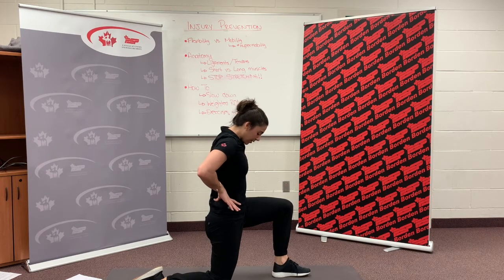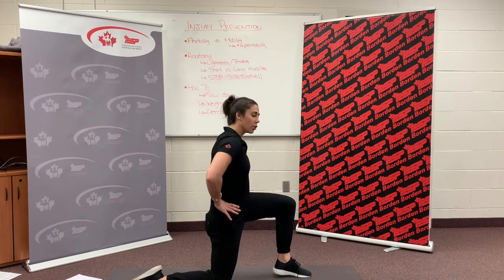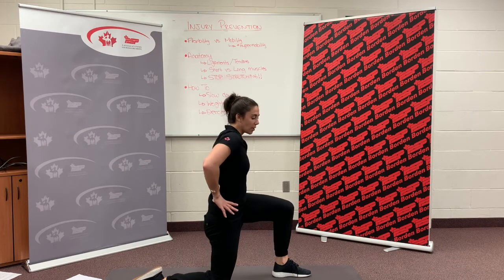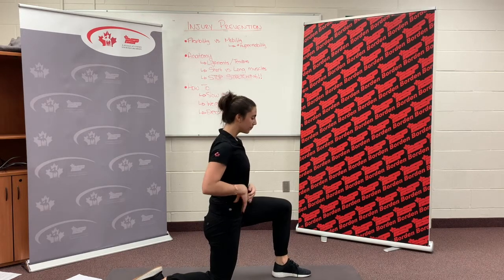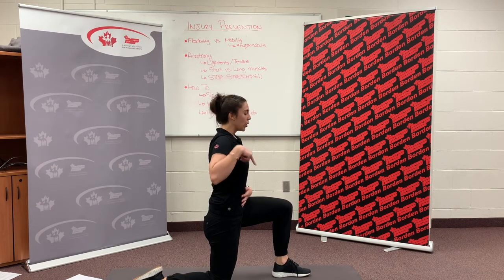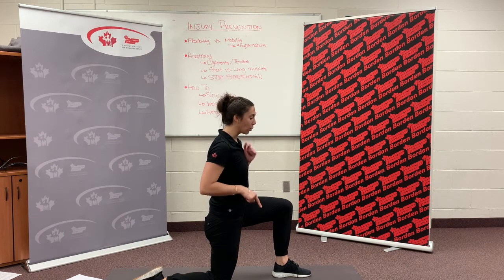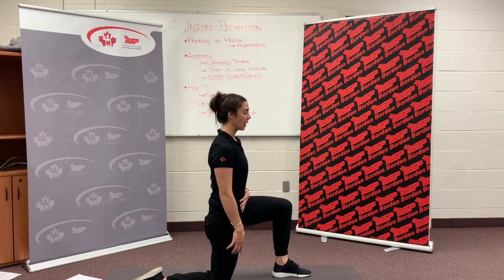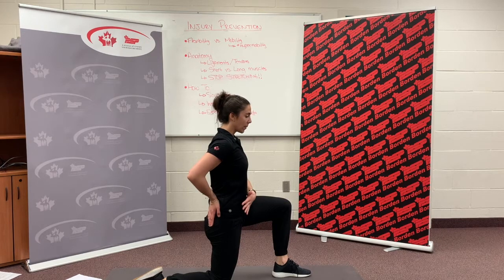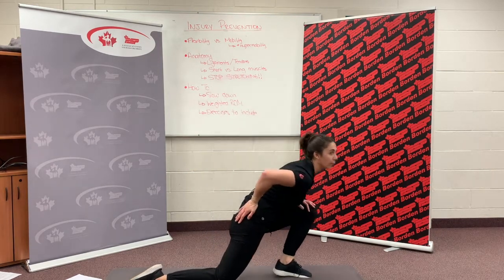You can place your hands on your hips if you really want to get specific, and just make sure that they're not hiking to one side or the other, that they're very level. From here, you're going to push your knee into the floor, almost like you're trying to stand up. And then you're going to squeeze your bum and really push your hips forward without leaning forward.